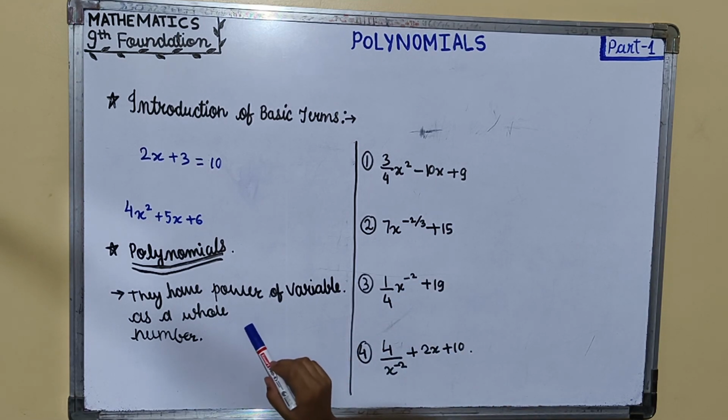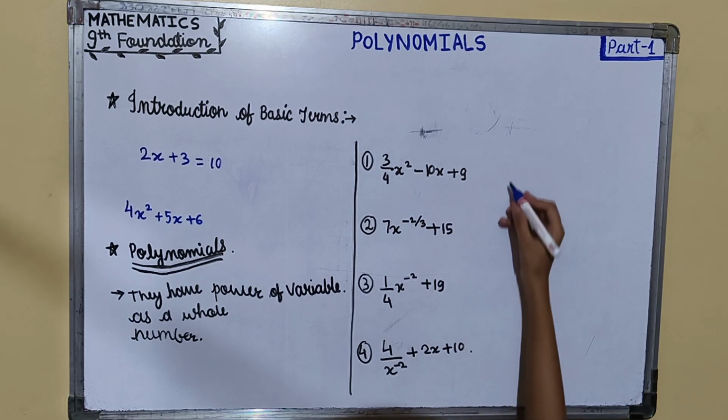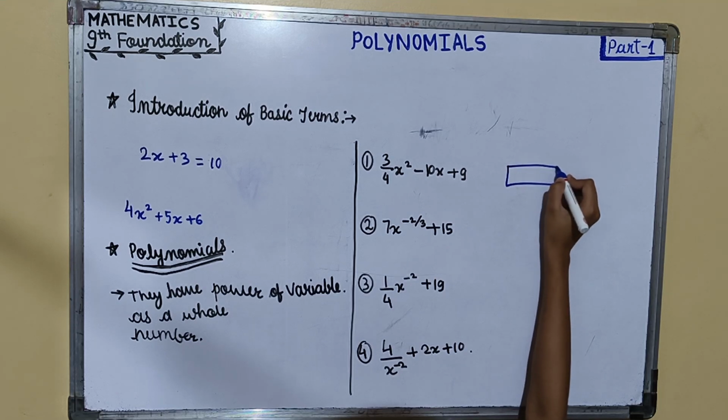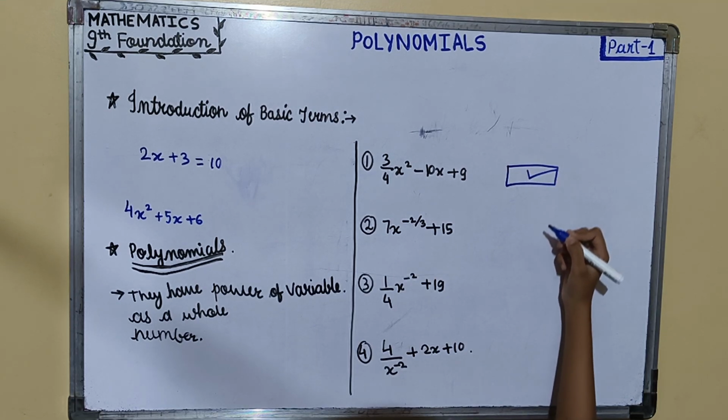Over here, the power of the variable is a whole number. Whole numbers are the numbers starting from 0 to infinite, like 0, 1, 2, 3 and so on. So this would be a polynomial. Yes, this is a polynomial.